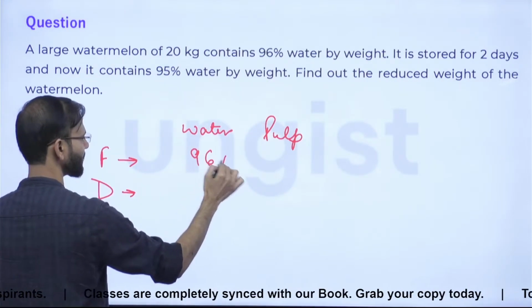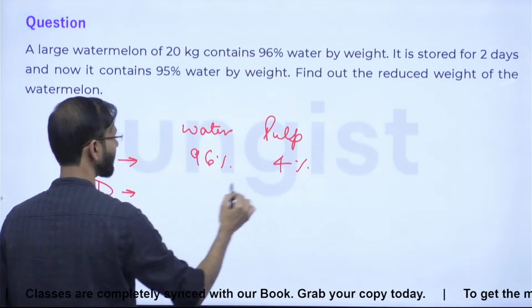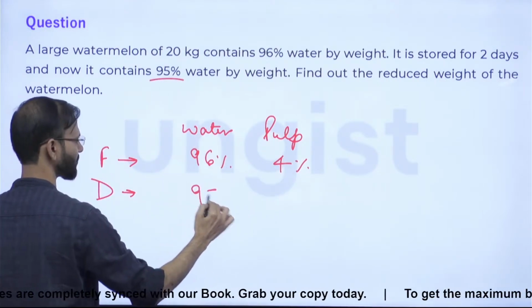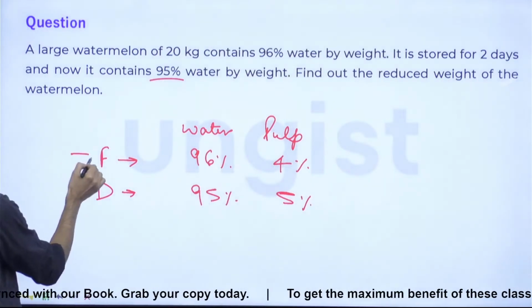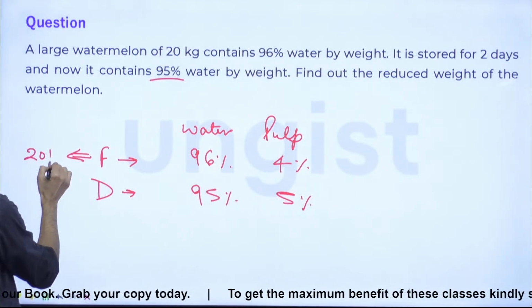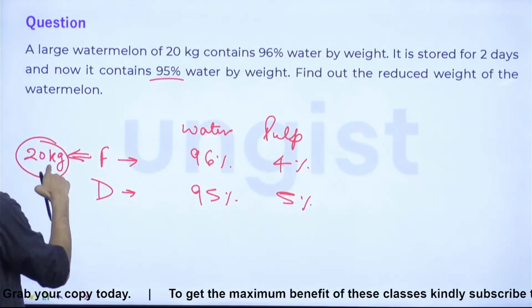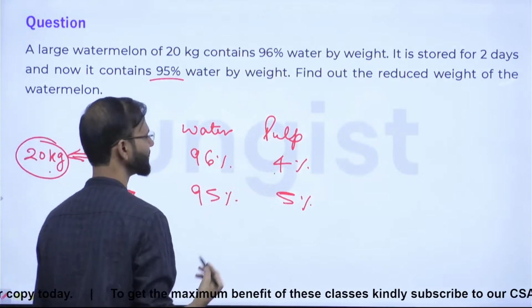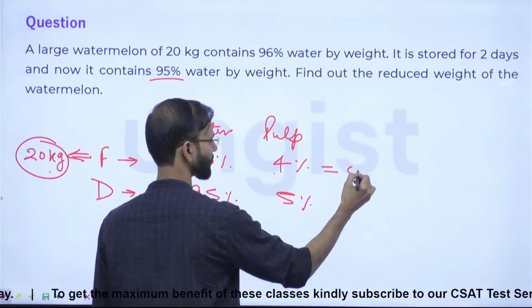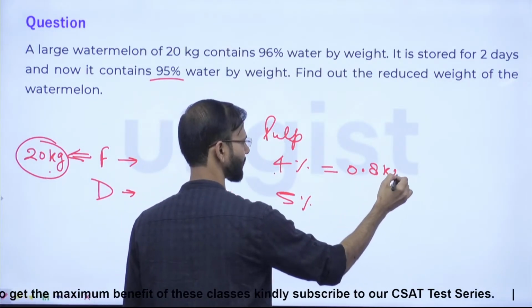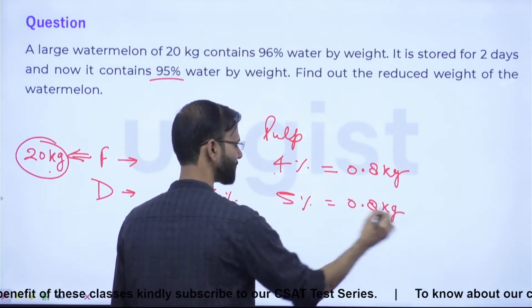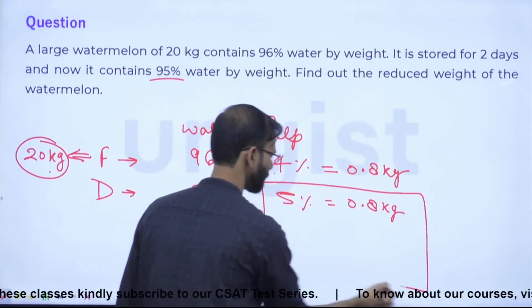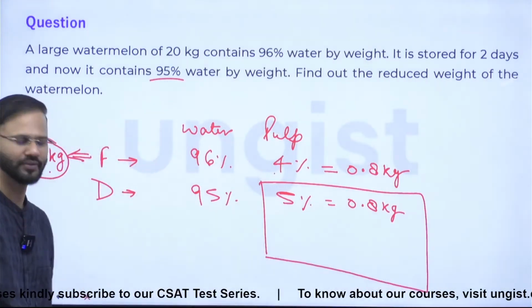96% water by weight, so 4% pulp. After that 95% water by weight, so 5% pulp. Correct? And in fresh stage, its weight is given as 20 kg. So what is 4% of 20 kg, guys? 0.8. So now in dried stage, 5% is equivalent to 0.8, right?